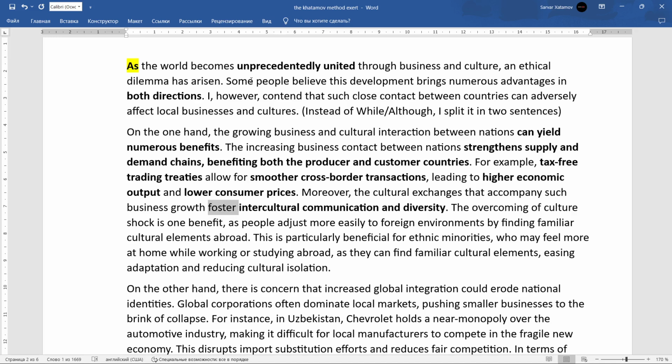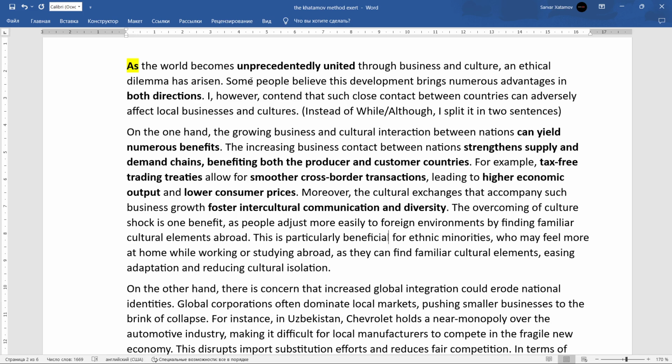I'm going to highlight foster. The overcoming of culture shock is one benefit. Instead of saying, for example, I just bold, I just went direct, I just said is one benefit, right? And I guess this is the second time I'm using as, but you wouldn't really see this. It's not noticeable. People adjust more easily to foreign environments by finding familiar cultural elements abroad.